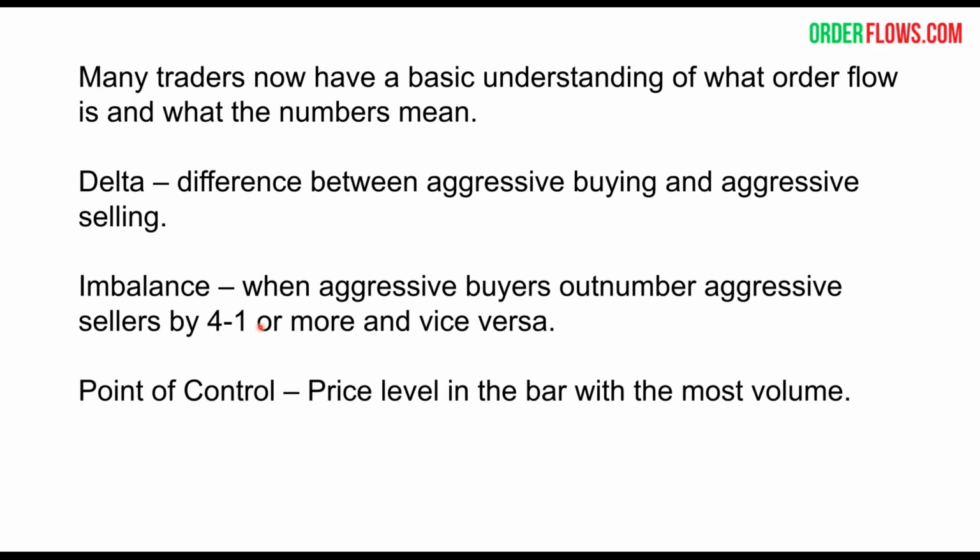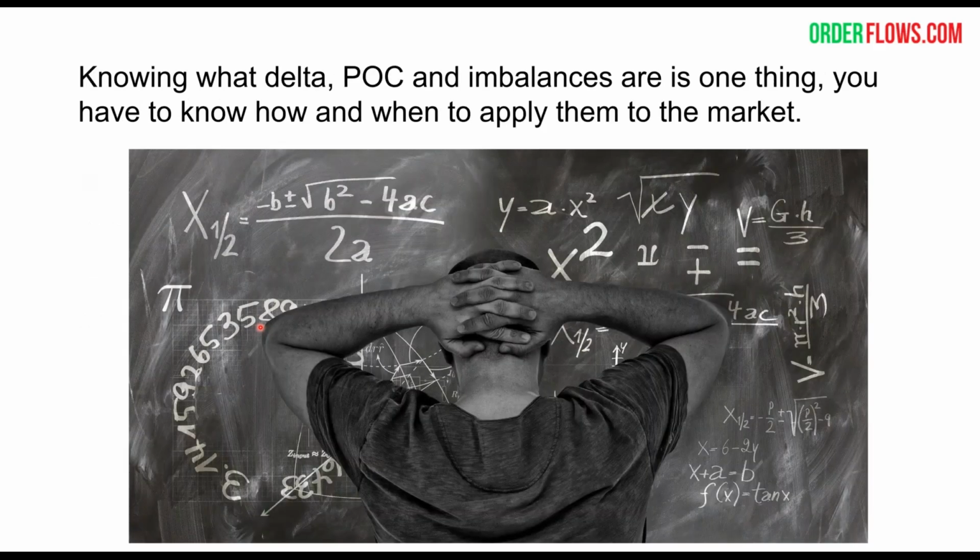Now, point of control is simply the price level in the bar with the most volume. And that's important because oftentimes, depending on where the most volume occurs in a bar, it can be very revealing in terms of market structure. Did the market stop at this level or did something else happen? All these little pieces start working together and give you a lot of information.